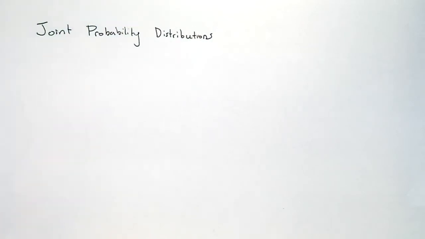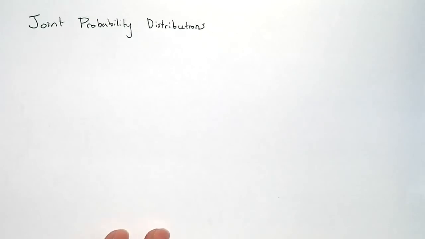Okay. Let's talk about joint probability distributions. Let me just write it down. Joint probability distributions. Whenever we have more than one random variable, we have two options. You can either study one variable and then study the other variable, or you can study both variables at the same time. The latter is typically the preferred method because sometimes one variable is going to affect the other variable.